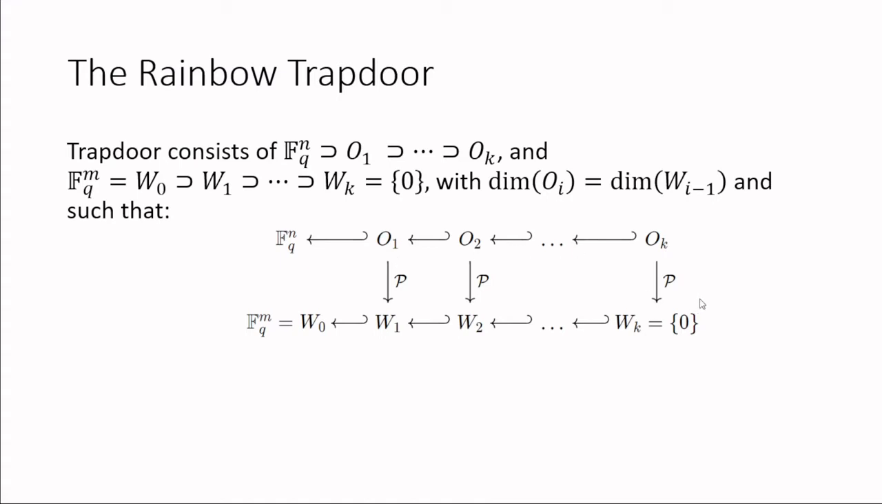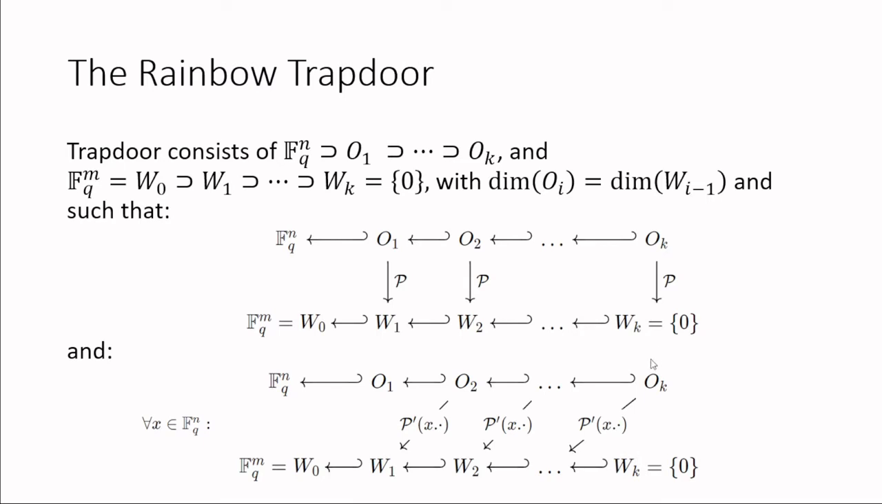But actually there's an additional property that we want, and it has to do with this polar form P prime that we defined earlier. We want that P prime, for any vector x, if you plug in this x, gives you a map from O2 into W1, from O3 into W2, and so on. So Oi gets sent into W(i minus 1). And this is an additional property that we need in order to make the trapdoor work.